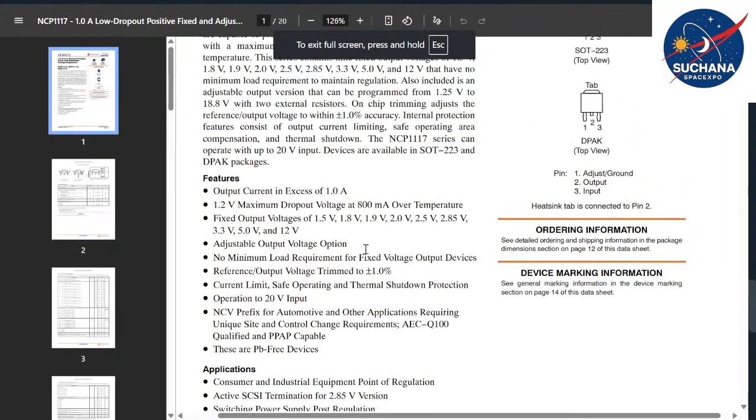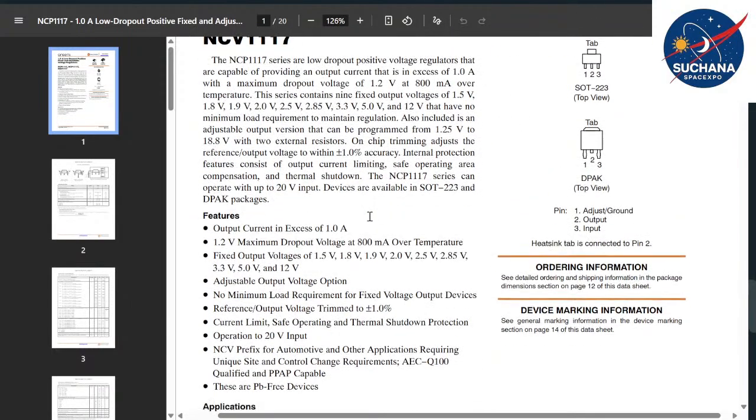Yeah, so I'll tell you because I know you might not be aware of this thing. Actually, in the NCP 1117 IC we have two main variants, with different voltages.